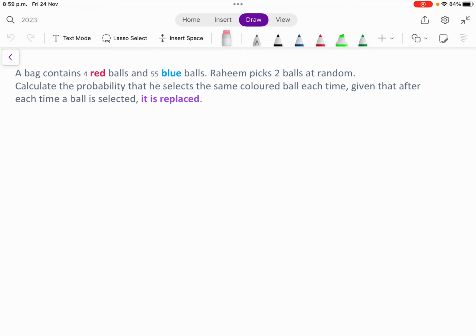So let's quickly read the question. A bag contains 4 red balls and, it's not 55, it is 5 blue balls. Rahim picks 2 balls at random. Calculate the probability that he selects the same colored ball each time, given that after each time the ball is selected, it is replaced. So the keyword here is replaced, which means that it is an independent event.